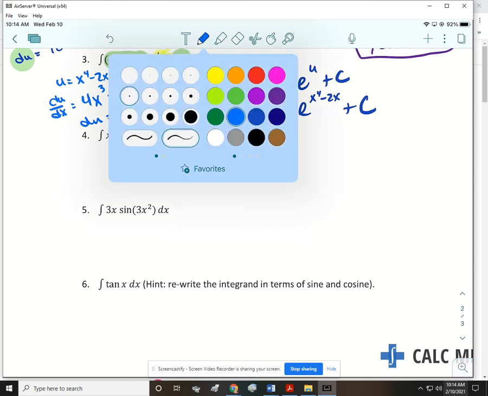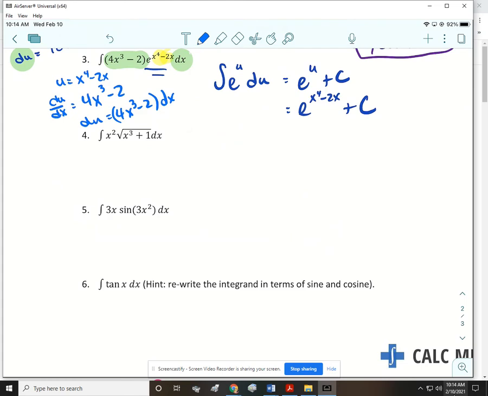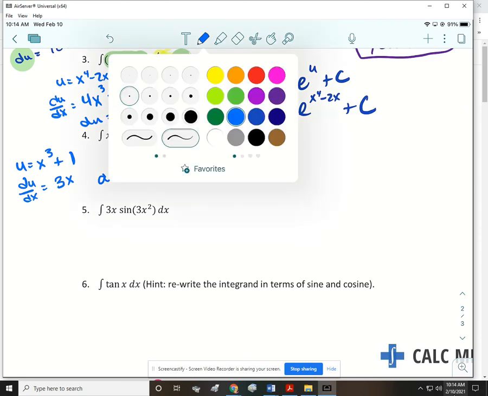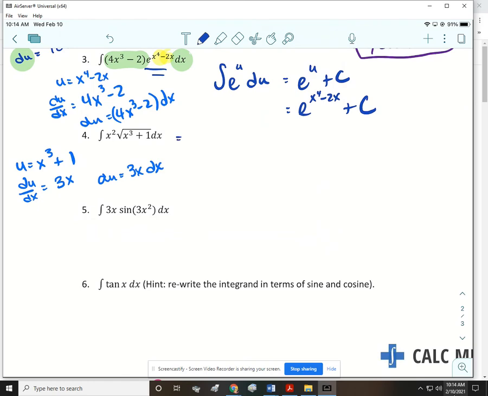All right, so let's look at the next one. My inner function is going to be what's inside the square root, which is x cubed plus 1. The derivative of that is 3x, which is going to make du be 3x dx. Okay, so I'm going to adjust this. So I have the 3x. Oh, hold on, sorry, it should be 3x squared dx.